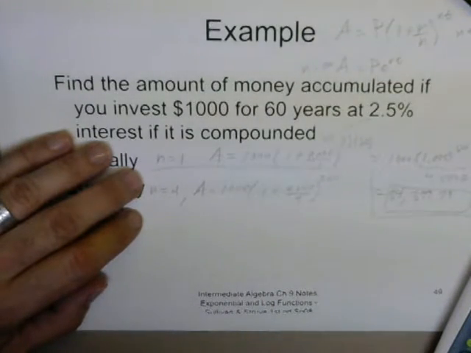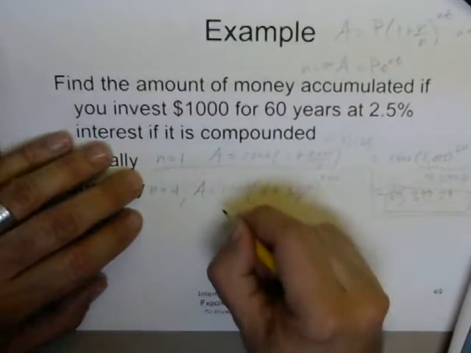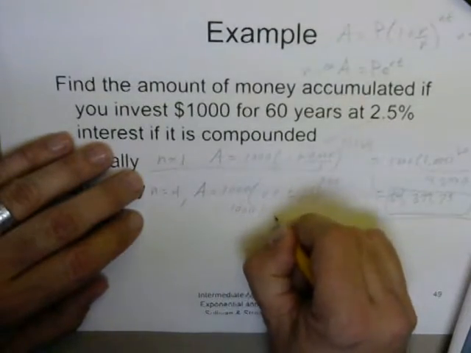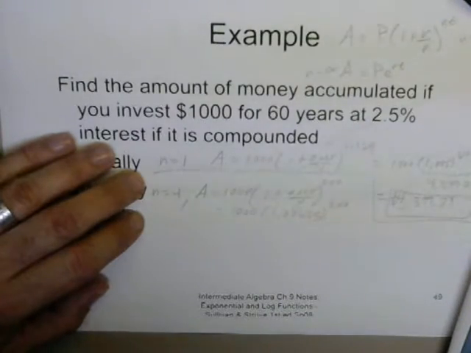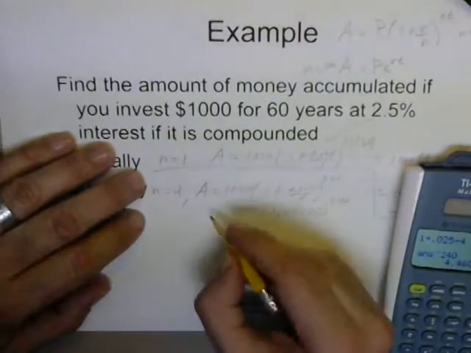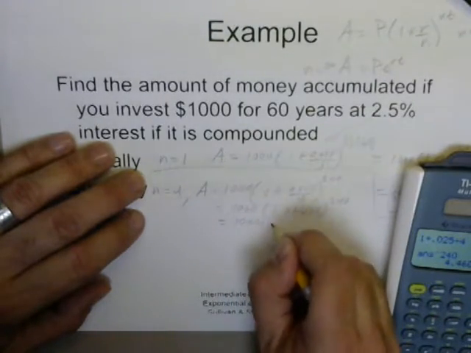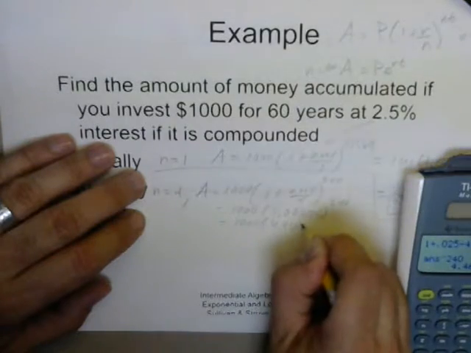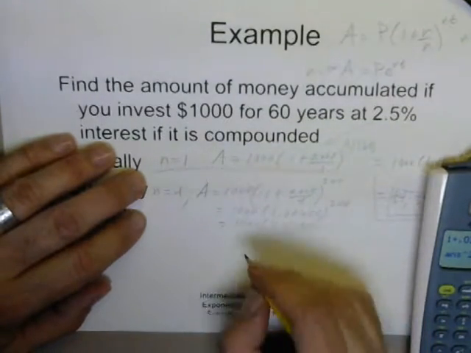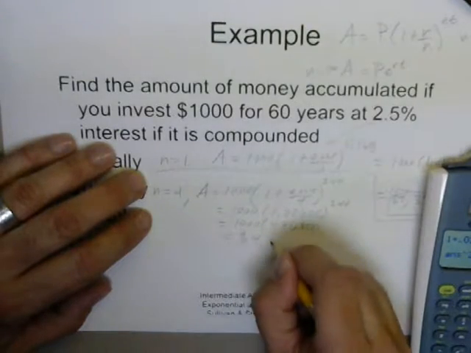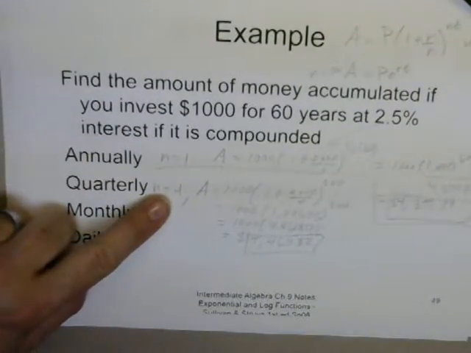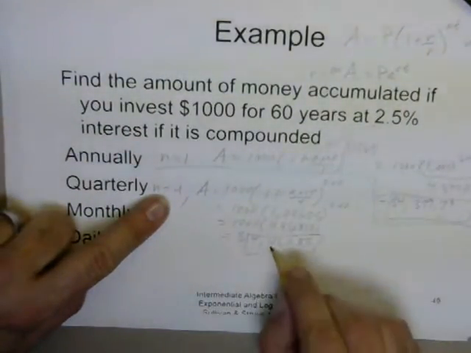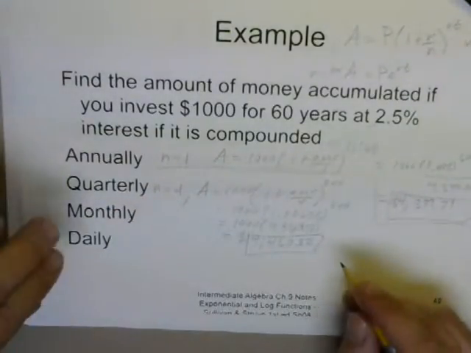So if I take 1 plus 0.025 divided by 4, that gives me a value of about 1,000 times 1.00625. That's going to be raised to the 240th power. So if I raise that to the 240th power, I'll get 1,000 times 4.460817 roughly. So if I multiply that by 1,000, I'll have $4,460.82. Right? So you can see if I compound 4 times a year instead of once a year, I wind up with a little bit more money, about 61 extra dollars, something like that.